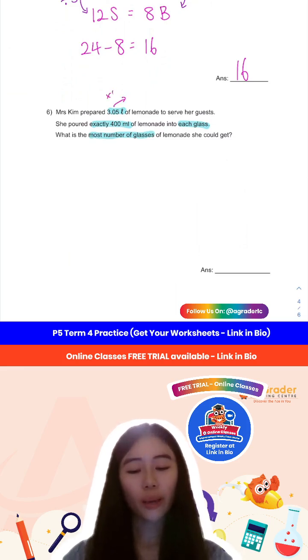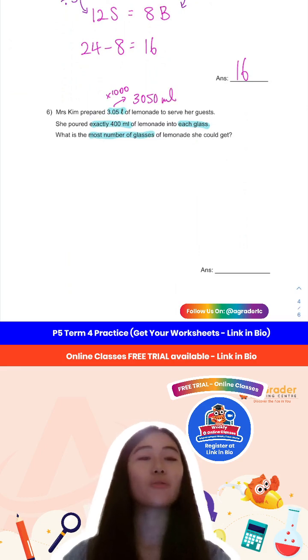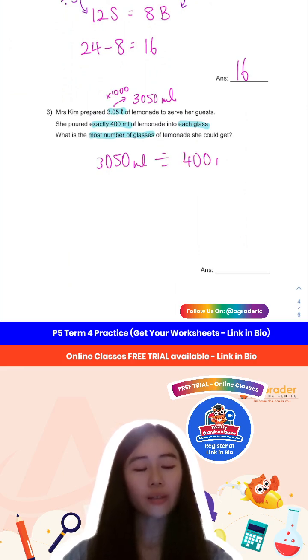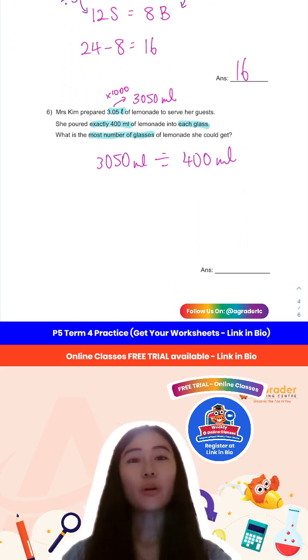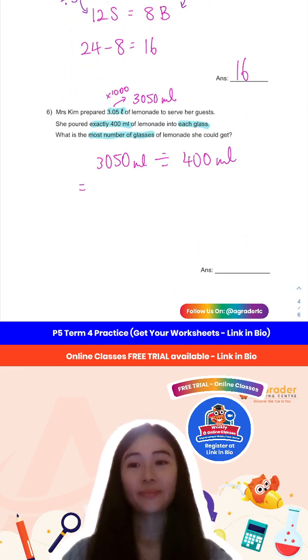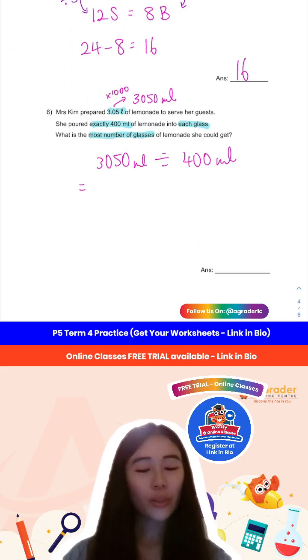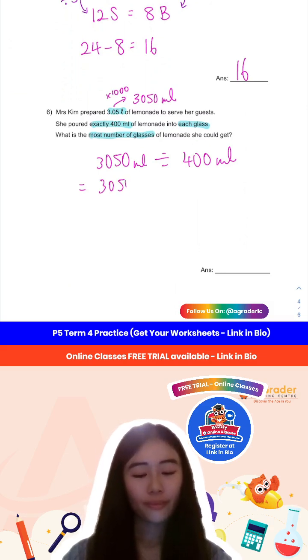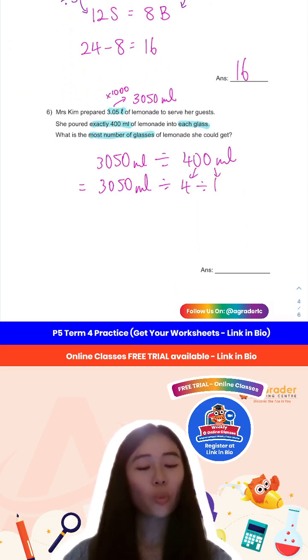So this one you need to times 1000 to change it into 3050 milliliters first. Okay, so when you have 3050 milliliters, then you can divide by 400 milliliters. Yeah, so the problem is how do you do this calculation without a calculator, right? So I will suggest that you try to split up the 400. So that means the 400, I split it up into 4, then 100.